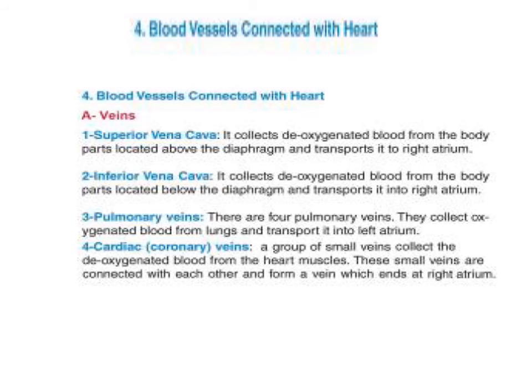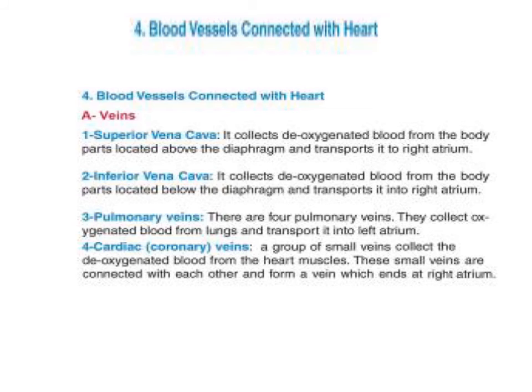Yes, there are many blood vessels connected with the heart. First, we talk about the veins, such as the superior vena cava. This vein collects the deoxygenated blood from the body parts located above the diaphragm and transports it to the right atrium. Inferior vena cava collects deoxygenated blood from the body parts located below the diaphragm and transports it to the right atrium. Pulmonary veins, there are 4 pulmonary veins. They collect the oxygenated blood from the lungs and transport it to the left atrium.